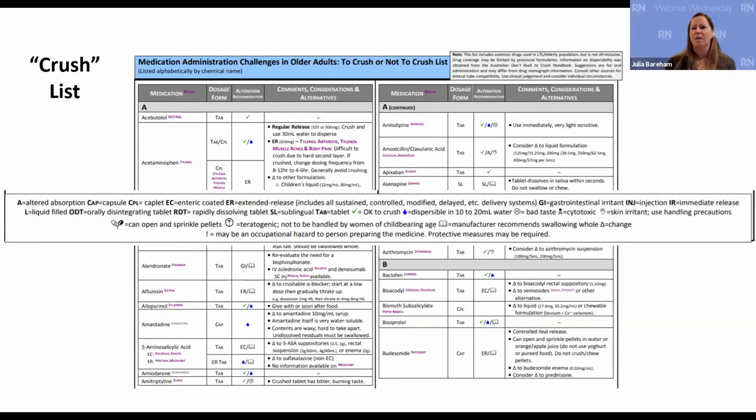Got some tips on if you can open a capsule and disperse it into maybe applesauce or pudding. And we've got a whole section ahead of time on how to mask bad tasting medications in case you do need to crush them. So a great tool, again, to have on hand if you need to alter the route or the formulation when administering the medication.